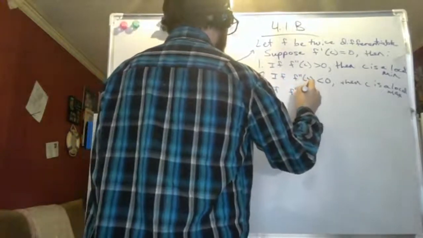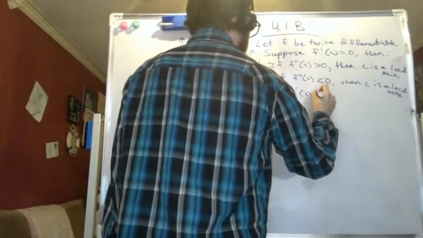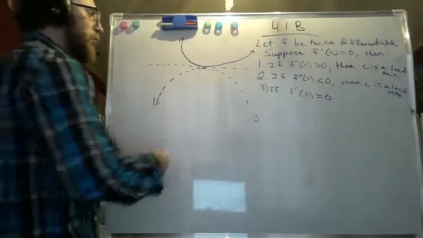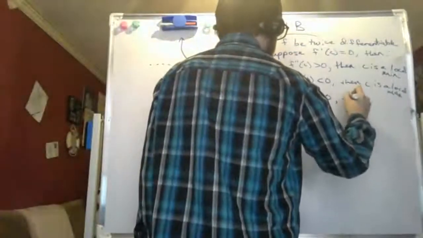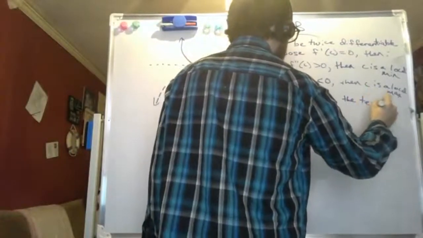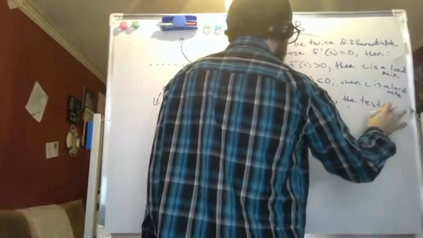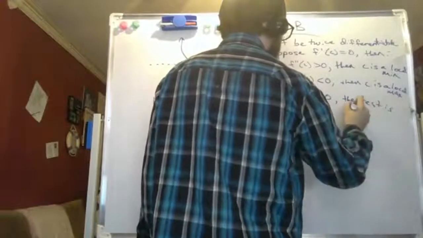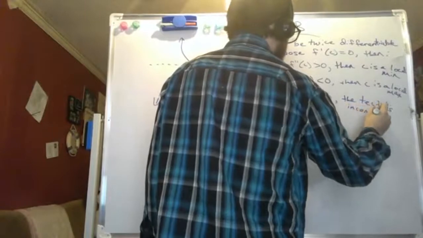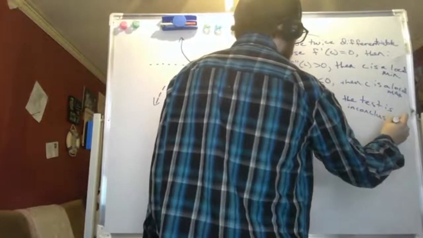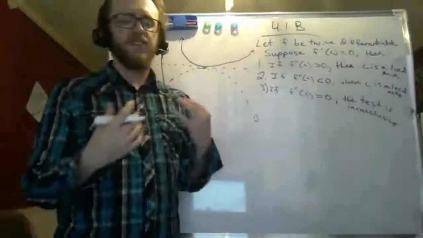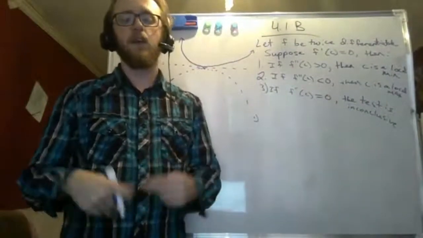And then our third case, what if neither happens? What if f double prime equals 0? Then what can we say? Well, in that case, unfortunately, the test is inconclusive. If we have something where the second derivative is 0, then it doesn't actually tell us anything about the local min or max. Why is that?